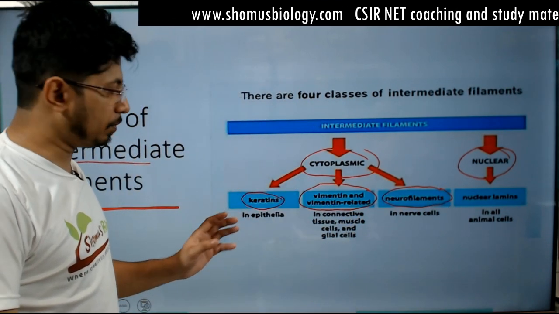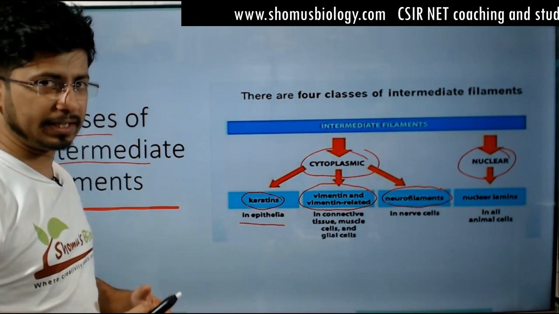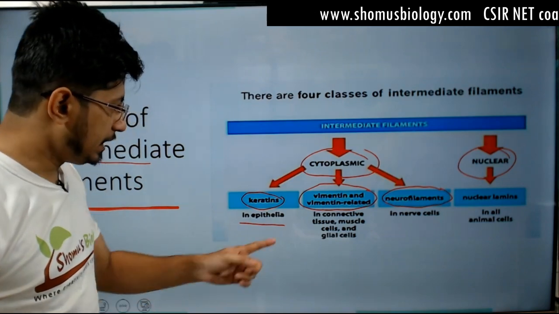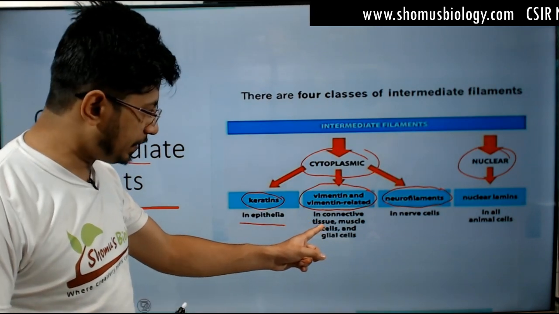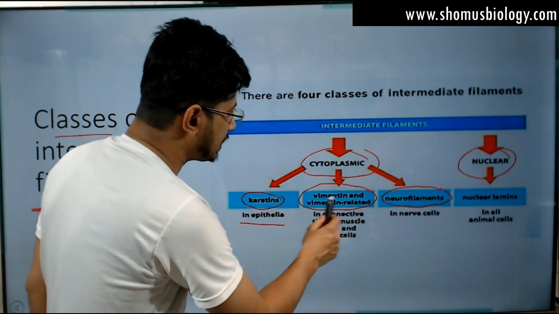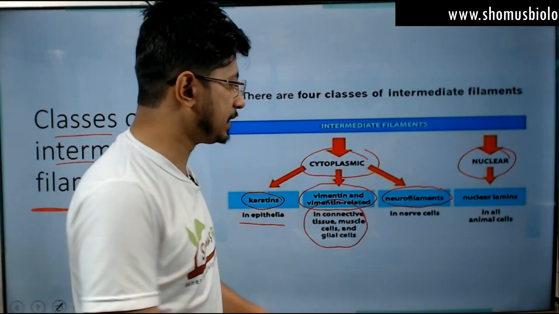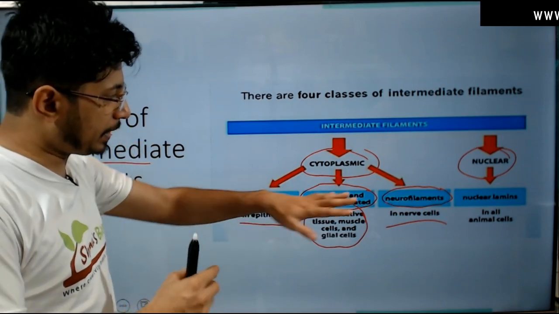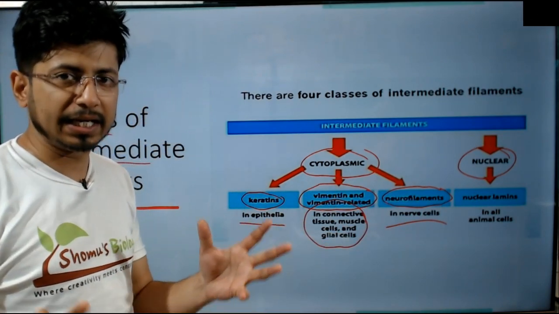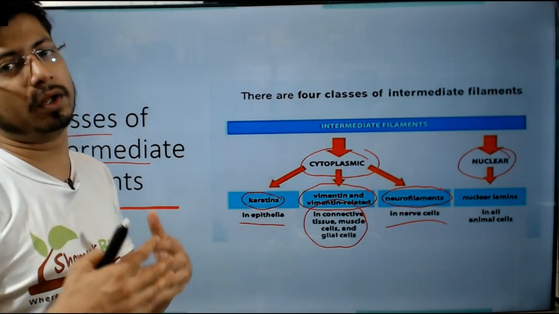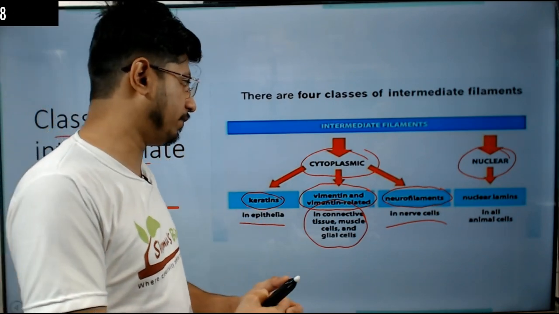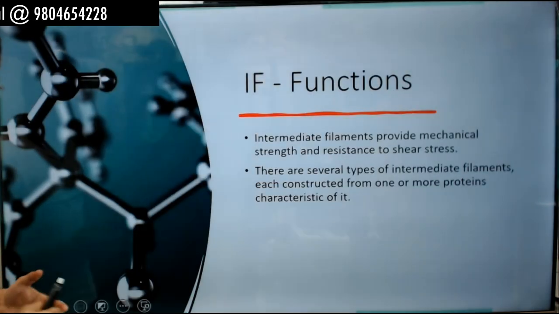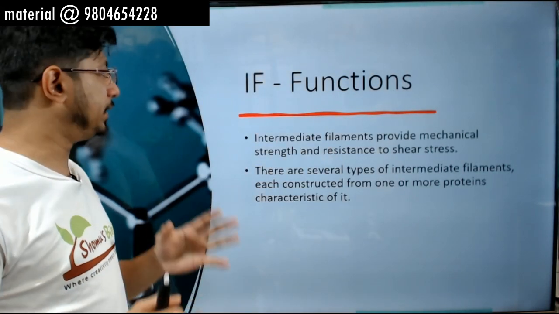Keratins are the most common, present in epithelial cells. Vimentin and vimentin-related filaments are present in connective tissue, muscle cells and glial cells of the body, and neurofilaments are present in the nerve cells of the body. If they are present in nerve cells, we separately call them neurofilaments, but basically they all belong to the keratin superfamily of proteins, and they all belong to the cytoplasmic intermediate filaments.